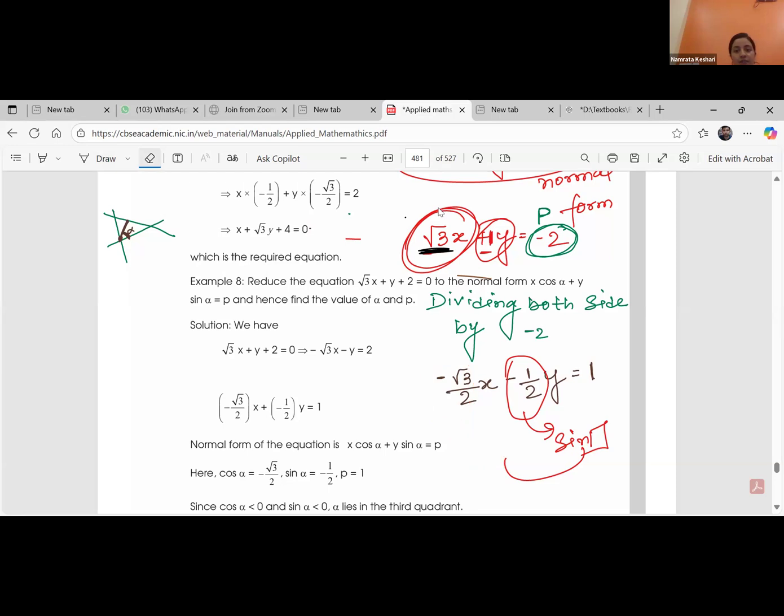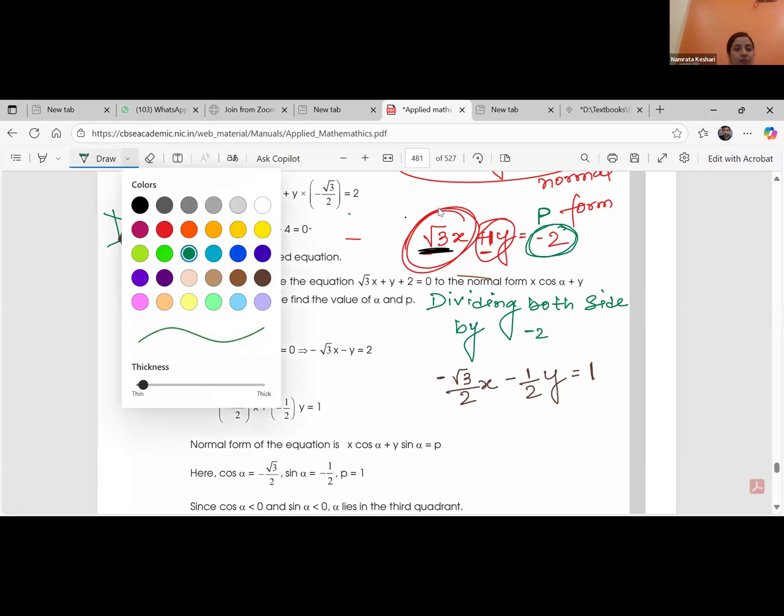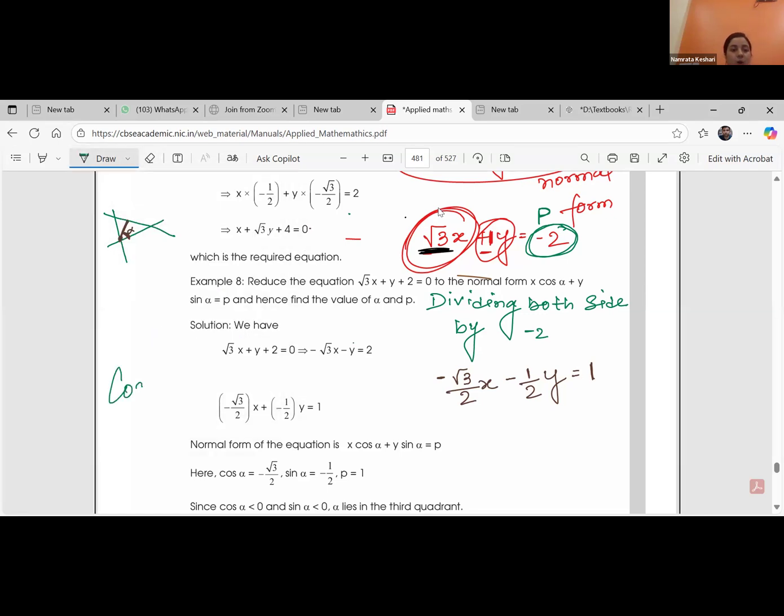Here we can see our cos alpha. Alpha we are trying to find. Here cos alpha is minus root 3 by 2, and sin alpha too is minus 1 by 2. Can you see which quadrant it can be? Cos is negative, sine is negative. It can be which quadrant? First, second, third, or fourth?